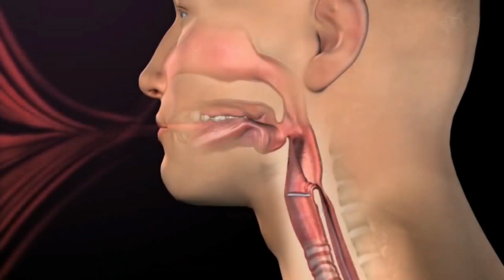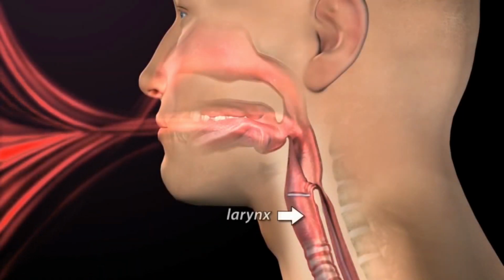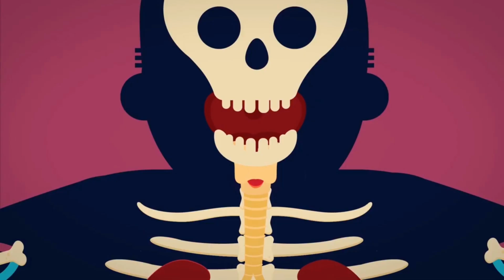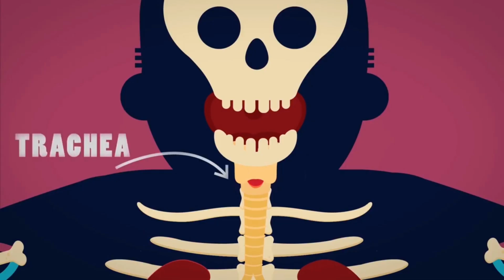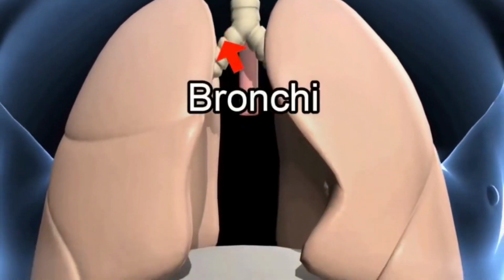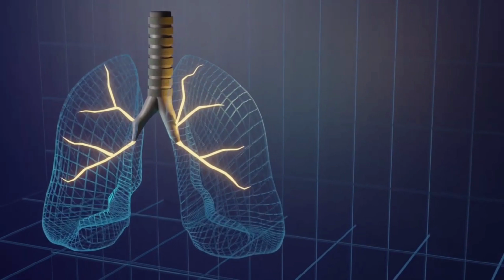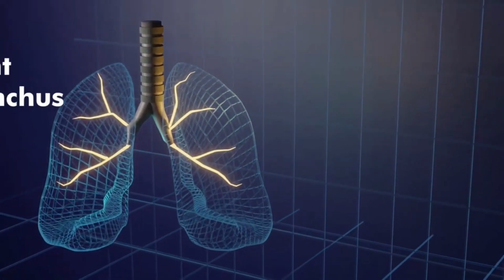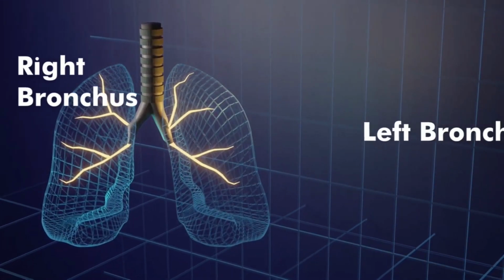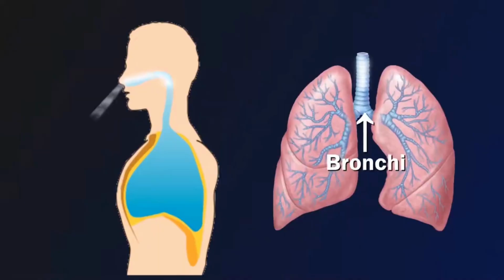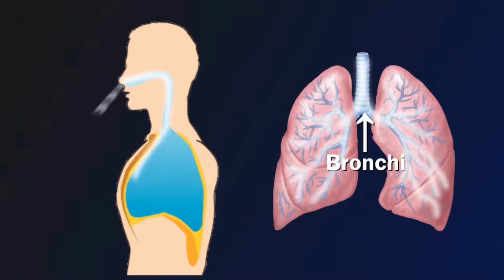The air that we breathe in enters the nose or mouth, flows through the throat (pharynx) and voice box (larynx), and enters the windpipe (trachea). The trachea divides into two hollow tubes called bronchi. The right main bronchus supplies the right lung. The left main bronchus supplies the left lung. These bronchi then go on to divide into smaller bronchi.